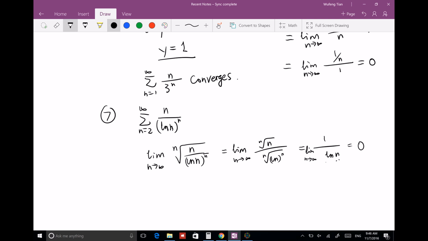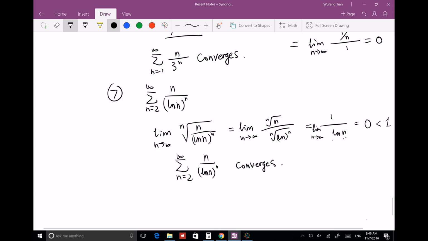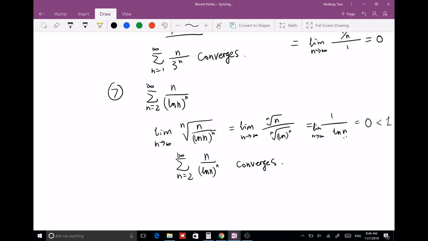And then compare this with 1. So this is less than 1. Travis, does this converge? Very good. Yep. Thank you very much. The series converges. So in the test, you're going to have a lot of problems like this kind. Like the ratio test, the root test, eventually you should be able to get one to work out.